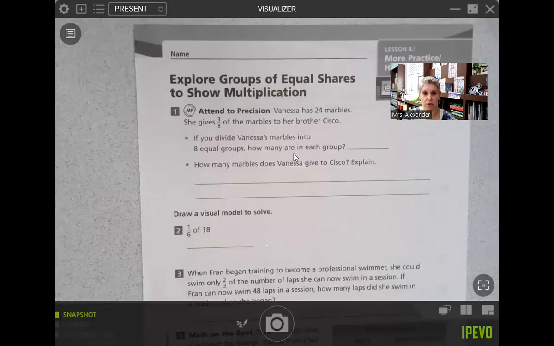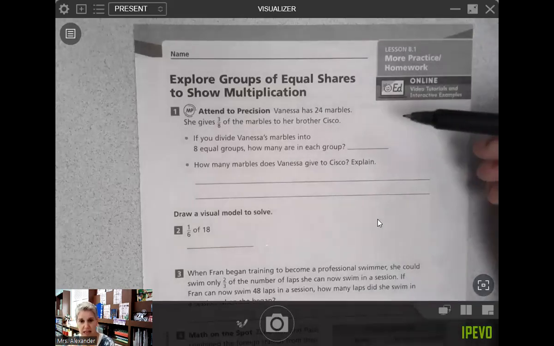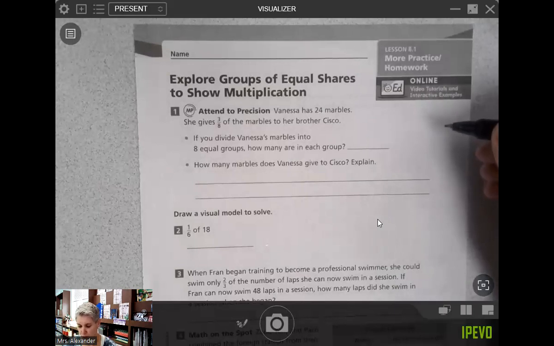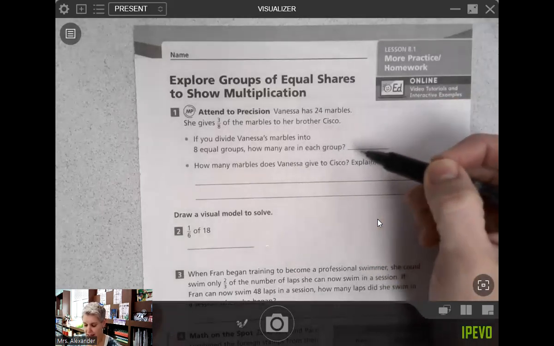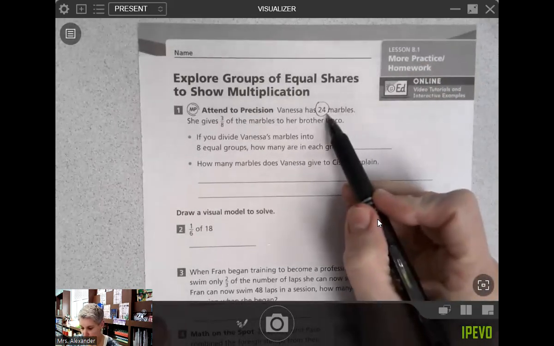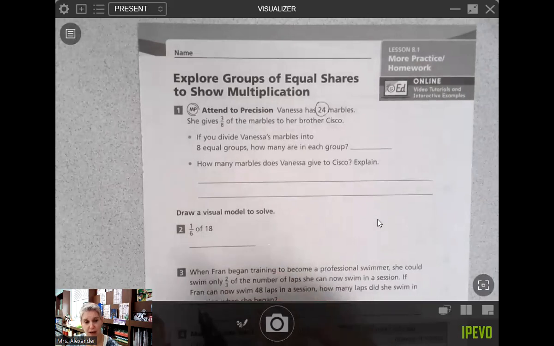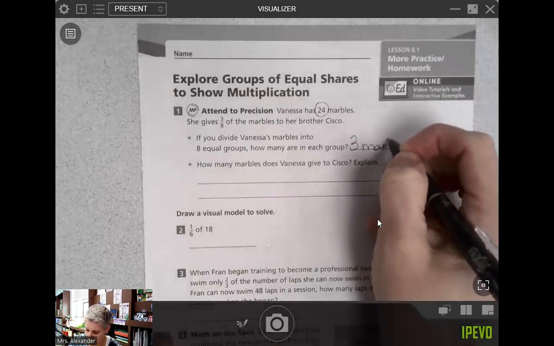I'm going to share my screen with you. Here's our page. So we have the situation. Vanessa has 24 marbles. She gives 3/8 of the marbles to her brother Cisco. If you divide Vanessa's marbles into 8 equal groups, how many are in each group? If she has 24 marbles and we're dividing that into 8 equal groups, 24 divided by 8 would be 3 marbles.